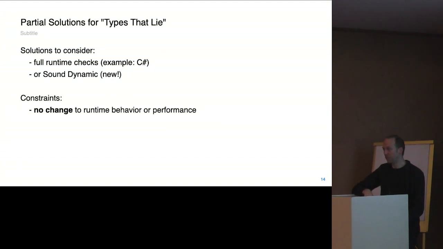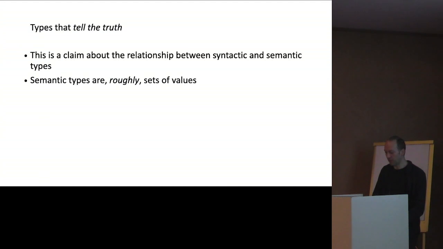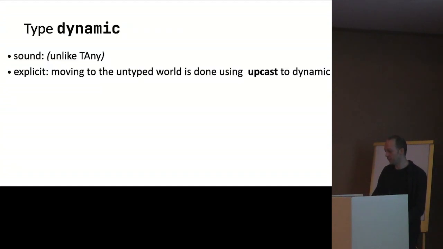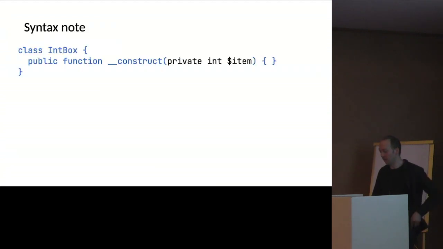But there was a new option on the table, which is sound dynamic, the topic of this talk. So with sound dynamic, types tell the truth. This is a claim about the relationship between syntactic and semantic types. Syntactic types are the ones that the users write. Semantic types are what those types represent, and you can think of these as roughly sets of values. An important type here is dynamic, and it's not T-any, it's a sound alternative. Dynamic is a tool that lets users move between the untyped and typed worlds using an upcast to dynamic. And we'll see this with code examples.